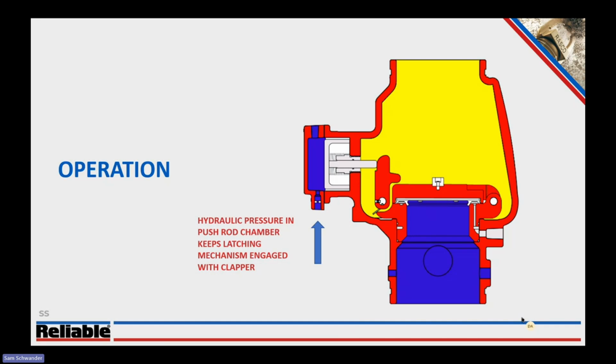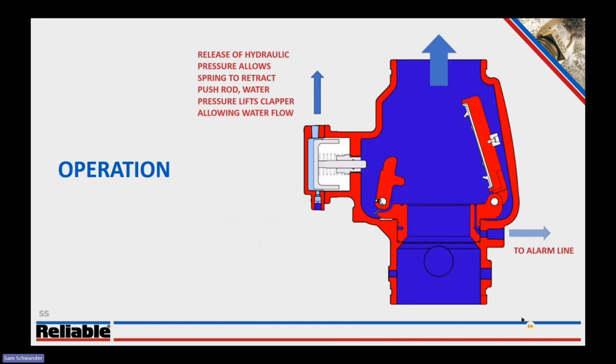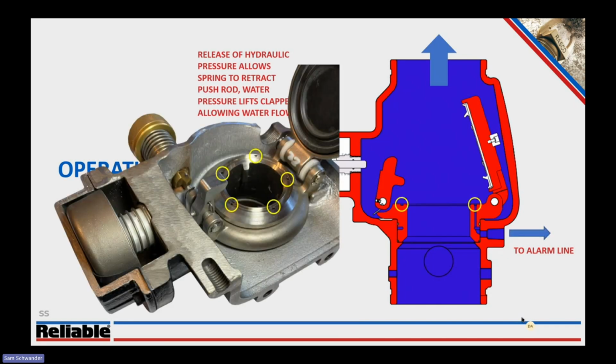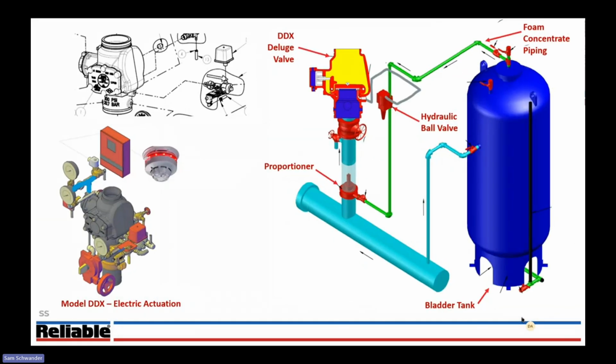When the system is going to activate, our actuation device opens, which allows all that hydraulic pressure in the push rod chamber to vent. The push rod retracts into the push rod chamber. Now our water supply pressure forces the clapper open and floods our system piping. Once that clapper opens, that same water pressure can get into what we call an intermediate chamber through those little holes in the seat of the valve and make its way to the alarm line you see on the bottom right corner. So we take that same hydraulic pressure into our alarm line and utilize it with our foam system.